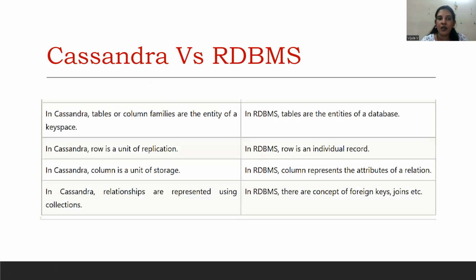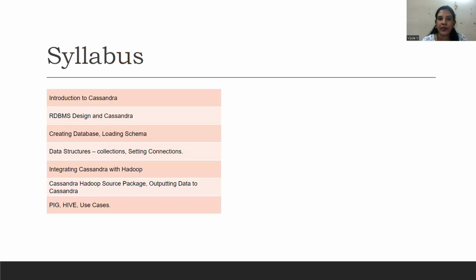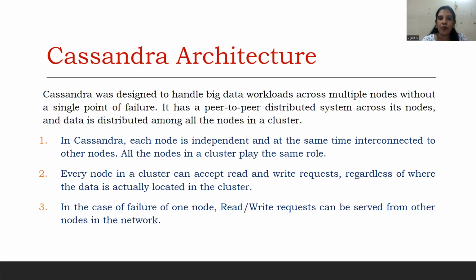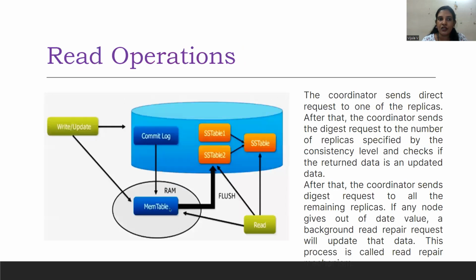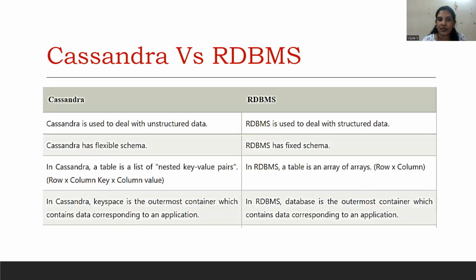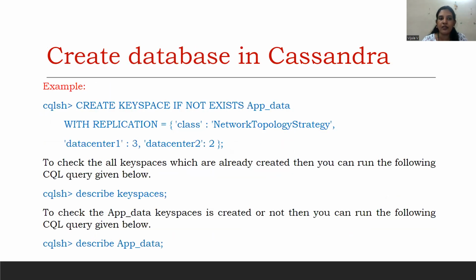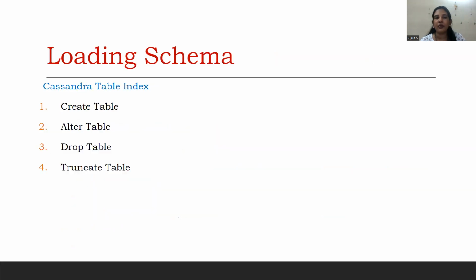So I'll give a revision of what we have seen. We have seen what Cassandra is and an introduction. We have seen that it is a NoSQL database. We have seen its primary objectives, the points that should be remembered about its architecture, the write and read operations, and we've also read about the components of Cassandra and the difference between Cassandra and RDBMS. We've also seen how to create databases and how to create a keyspace. We've seen certain examples, and we'll be looking at loading the schema in the next session.